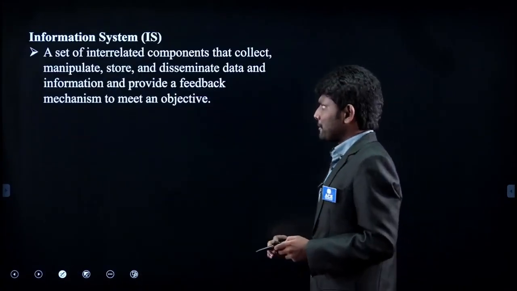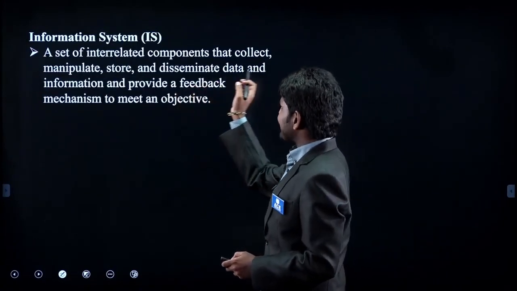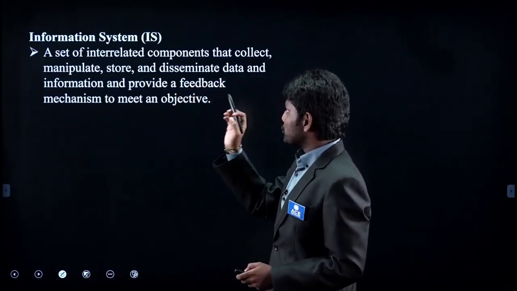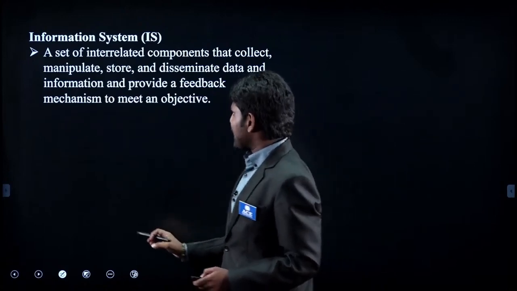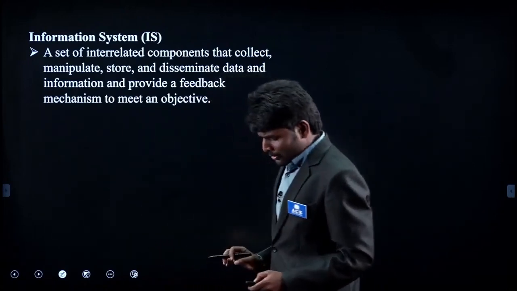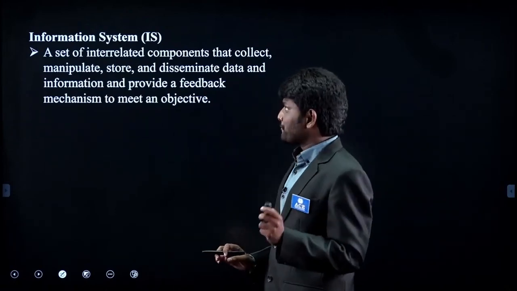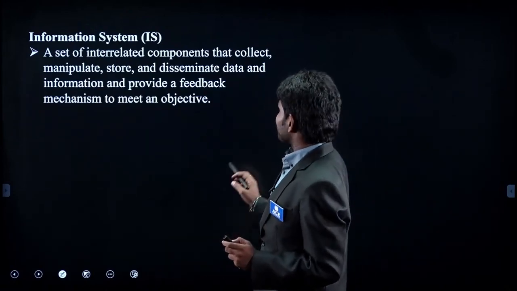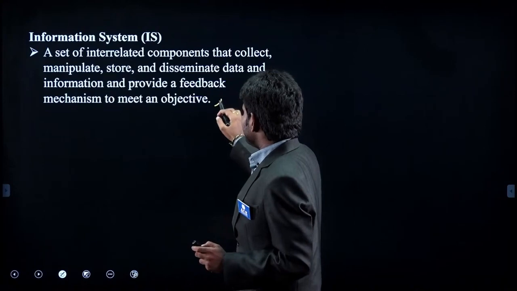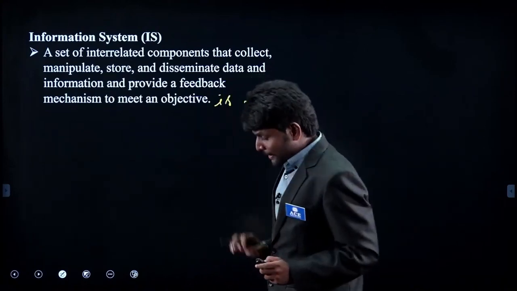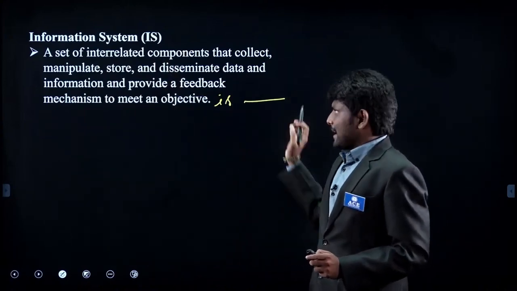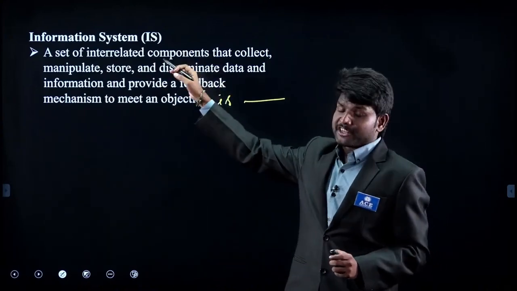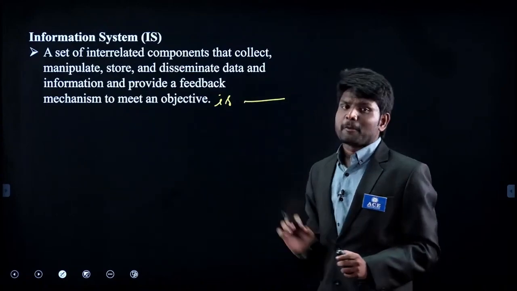See the definition of information system. A set of interrelated components that collect, manipulate, store and disseminate data and information and provide a feedback mechanism to meet an objective. So how do they make a question from this? They just add "is" and give a dash. So they have given the definition of information system and they just add "is dash". If you know this exact definition, you can easily answer that the answer is information system.